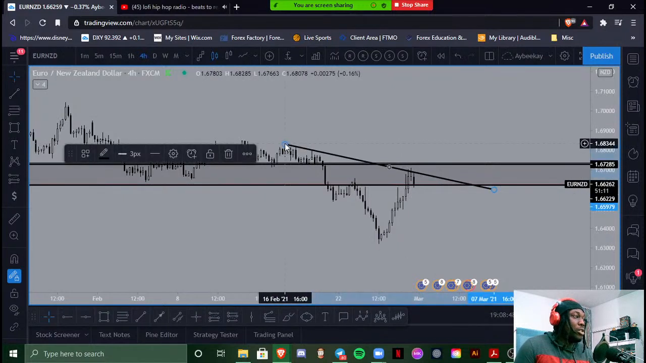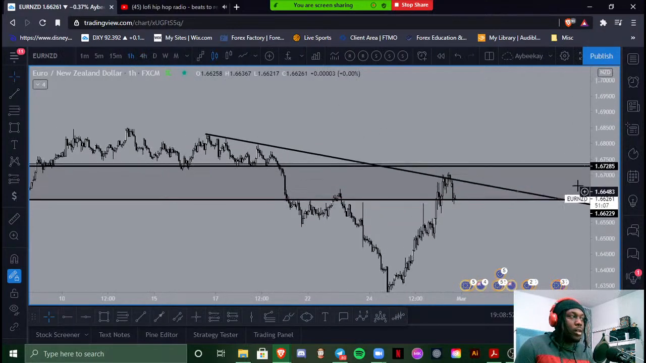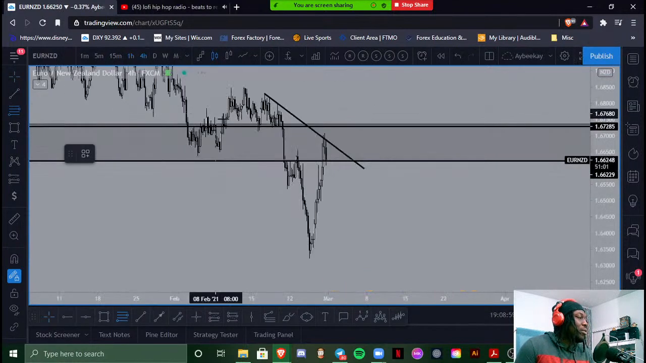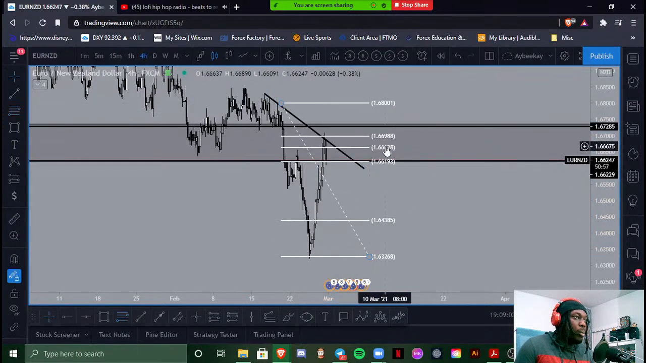But I'm looking for sells, like right now. Well, not right at this moment, but if I could get price to come back, let me go back to the 4-hour time frame. If I could really get price to come back up to 1.628 right here, I'm gonna be looking for sells.